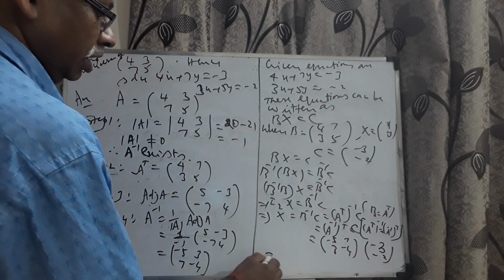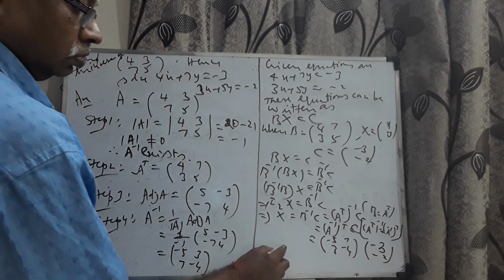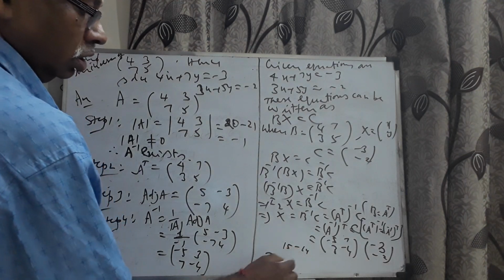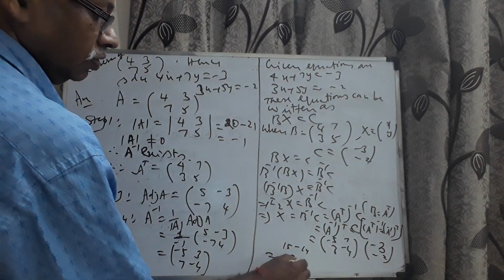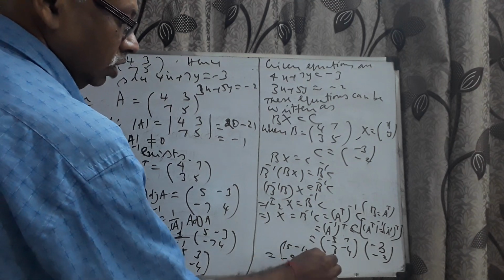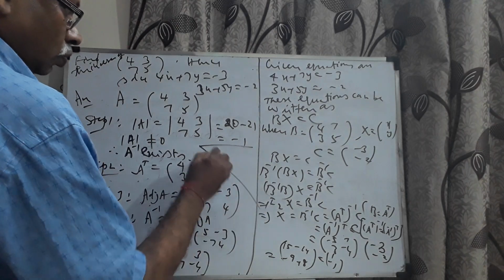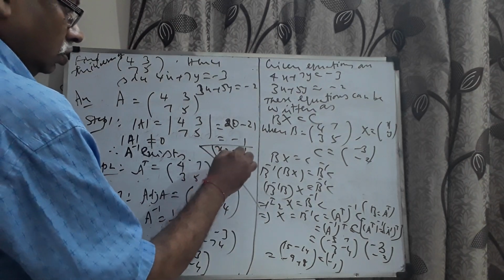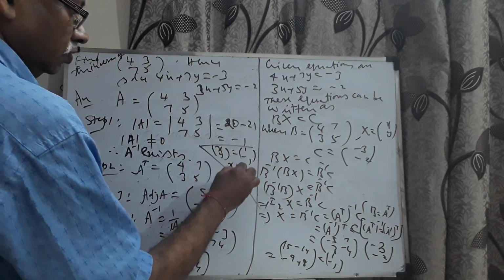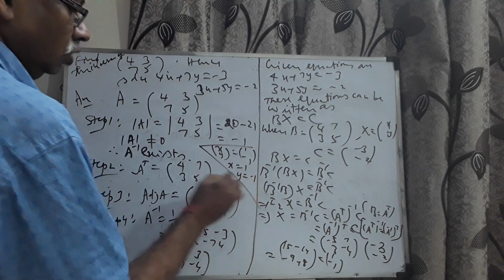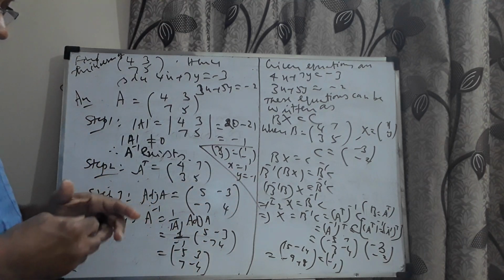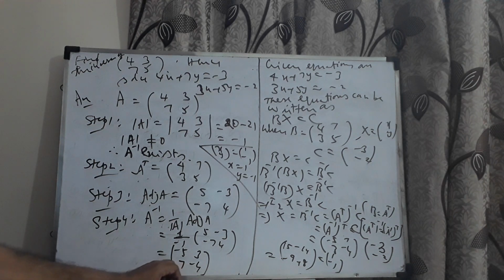Let me just multiply and write here. It will become 15 minus 14. This will become minus 9 plus 8. This will be 1, minus 1. Let me just write the space over here. xy is equal to 1, minus 1. Therefore, x equal to 1, y is equal to minus 1 will be the solution. Compare the corresponding values. Therefore, I will get x is equal to 1, y is equal to minus 1.